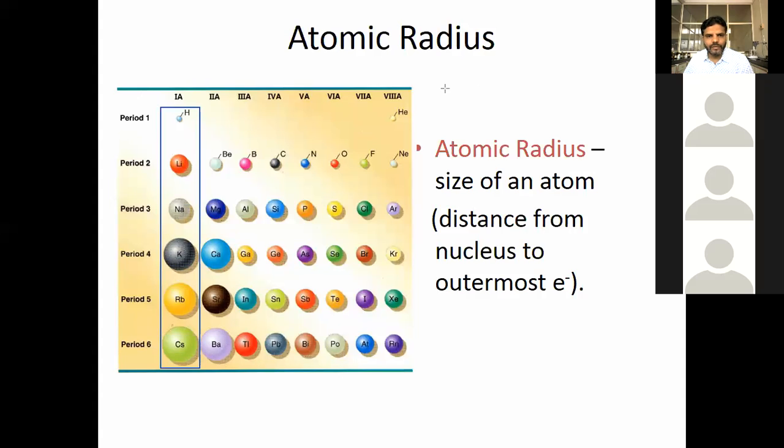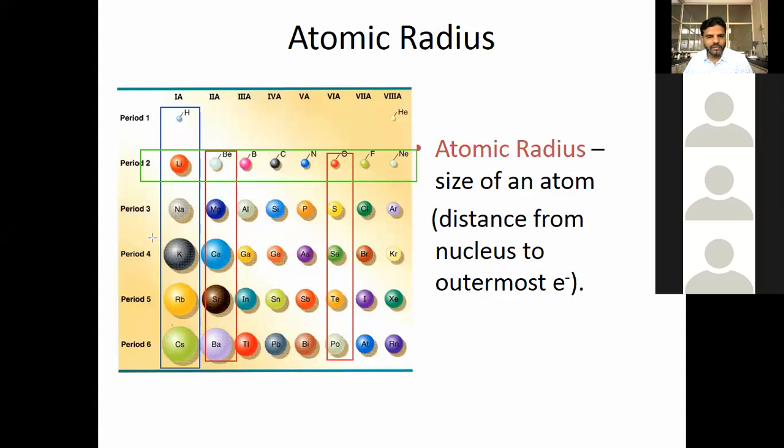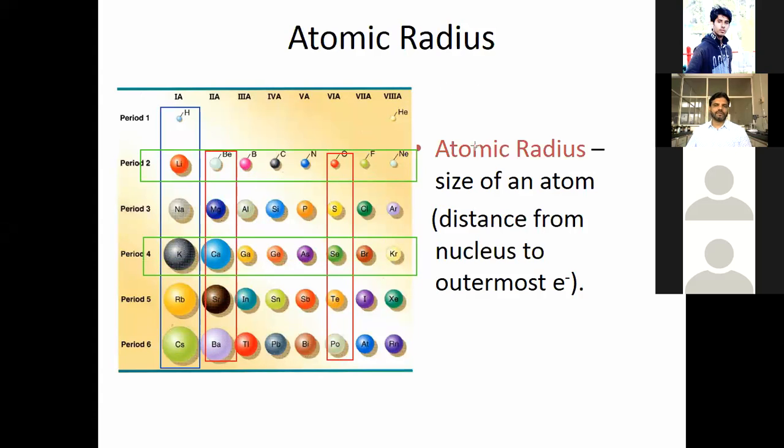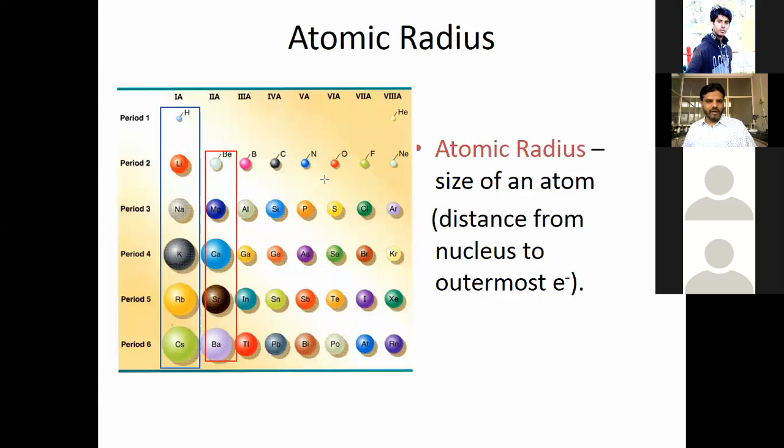So top to bottom atomic size increases. Here also same. Here also same. So what happened here? From top to bottom atomic size increases, and from left to right atomic size decreases. Okay. So left to right atomic size decreases. Here also atomic size decreases. So it is very helpful for understanding. This slide is very helpful for understanding the atomic size and atomic radius. Now we will go for the next slide.